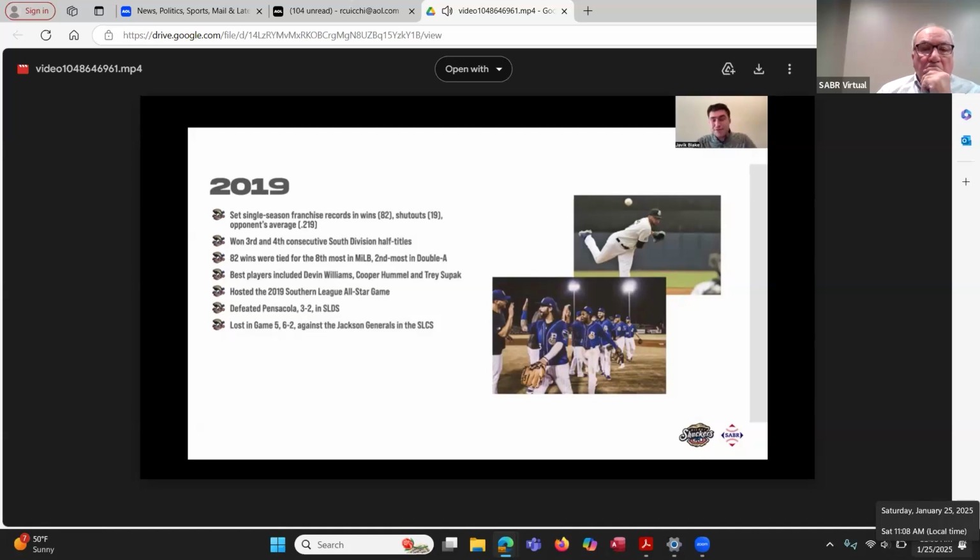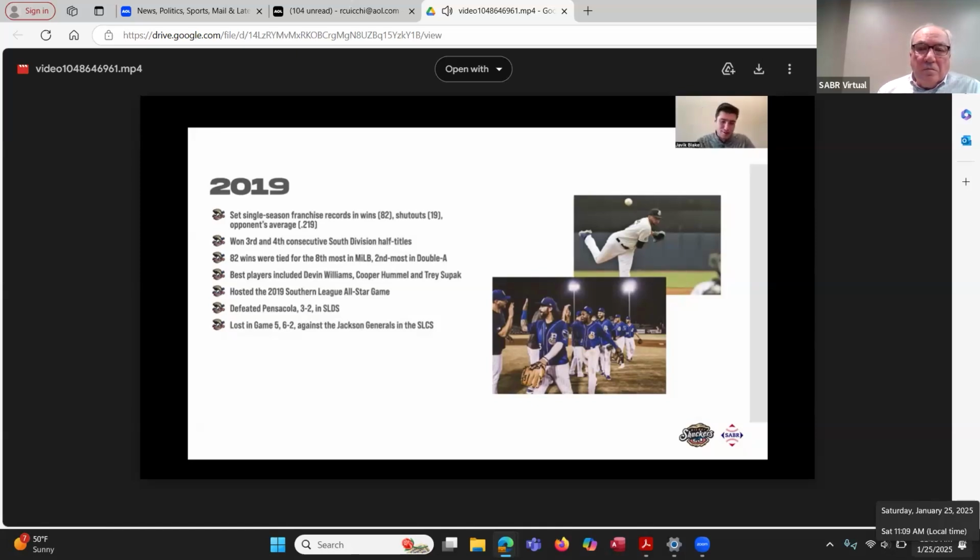And then they got to the playoffs, faced Pensacola, and as has happened every single time in franchise history, they defeated Pensacola 3-2 in the Southern League Division Series to go to the Southern League Championship Series, where they faced the Jackson Generals for the second consecutive year. And they lost for the second consecutive year, this time in 5 games, to the Jackson Generals by a 6-2 final. So 3 championship appearances in franchise history: 2 heartbreaking losses in a do-or-die Game 5 and 1 Game 4 loss to the Generals in 2018.